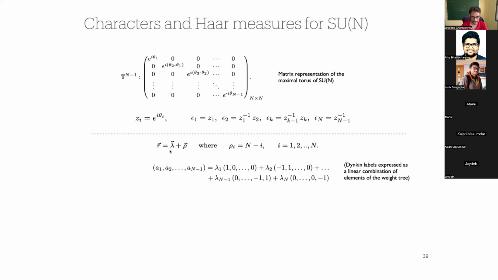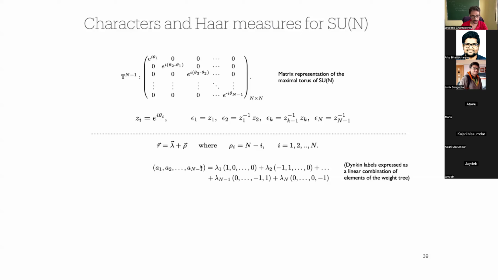Now rho is defined as rho i equals n minus i. So rho is a vector. For SU(N), you start with n and then go n minus 1, and so on. So you can define your rho i vector. To calculate the rho vector, you don't need to know anything, because you know each element starting from SU(N). Effectively, if I calculate lambda, then I can calculate R. So how can I do that? Let's see an example.